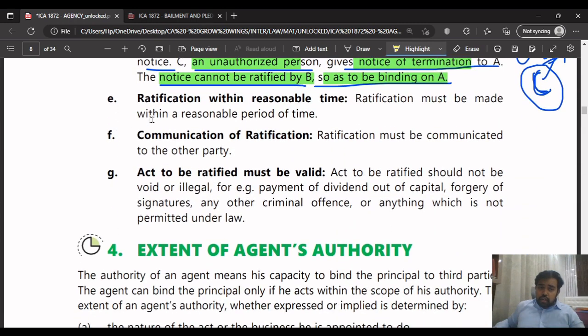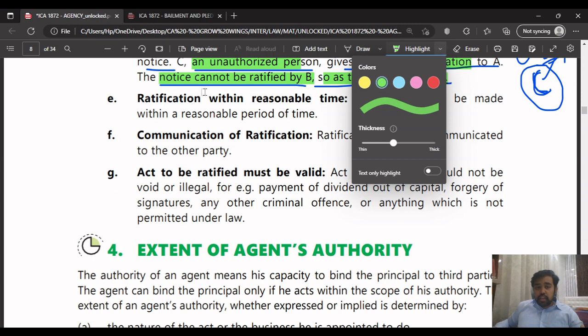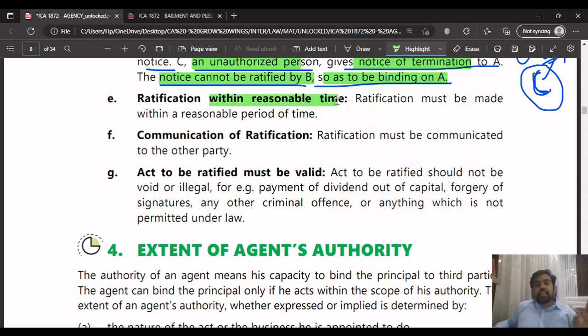Understood. Next essential, what does it say? Within a reasonable time. Ratification means it should be ratified within a reasonable time. Communication of ratification: ratification must be communicated. And the act to be ratified must be valid.